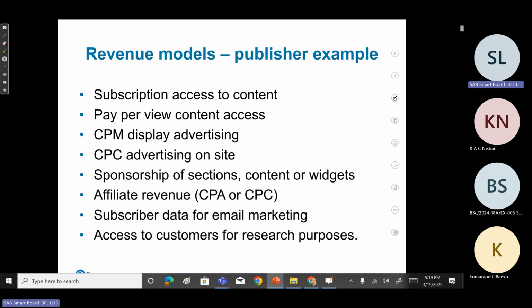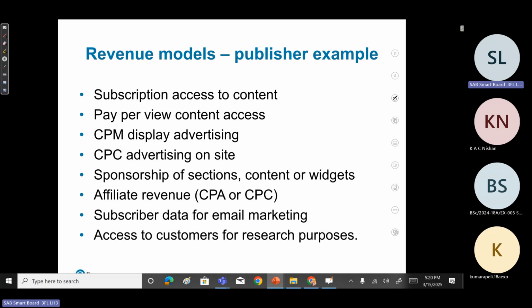Now, please tell me, you can use AI, ChatGPT, whatever, and tell me what these revenue models are. You can see this is how a website could make money out of advertising. A website could make money out of advertising. 8 ways. The first one you can see is subscription access to content.